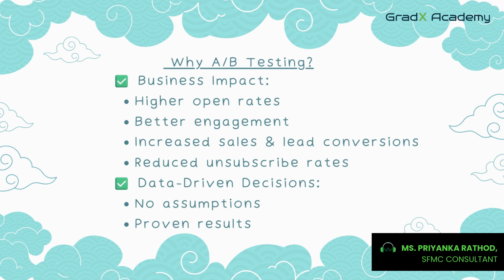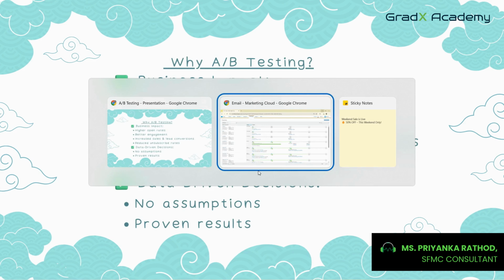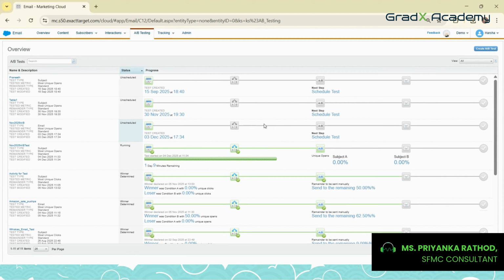So guys, instead of just doing digital marketing, we make data-driven decisions. We do data-driven marketing. There will be no assumptions, and no particular person's choice will decide. There will be proven results that will be selected. The audience itself will decide which content is best, and based on that we send the remaining audience our email or our content. Now let me show you practically how we can create A/B testing.